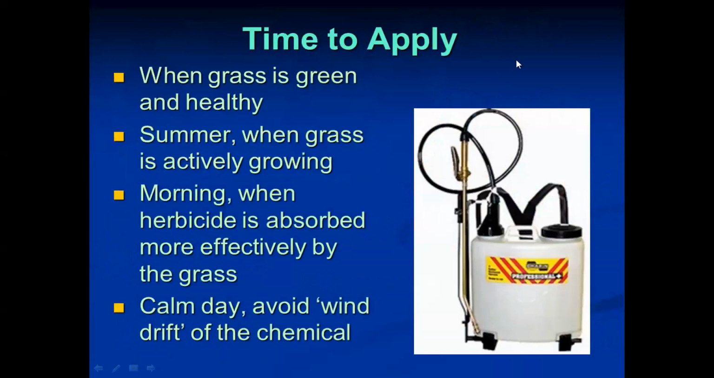You want to apply it when the grass is green and healthy. And so right now, and probably for the next month, depending on the weather, Bermuda is still going to be growing pretty well. The best time is when it's really hot, but it's still pretty warm out. So it's going to be in the 90s for the next couple of weeks at least. The best time is to apply it in the morning so that it has all day to be effective and be absorbed by the grass. Of course, you want to apply it on a calm day and not during the wind.